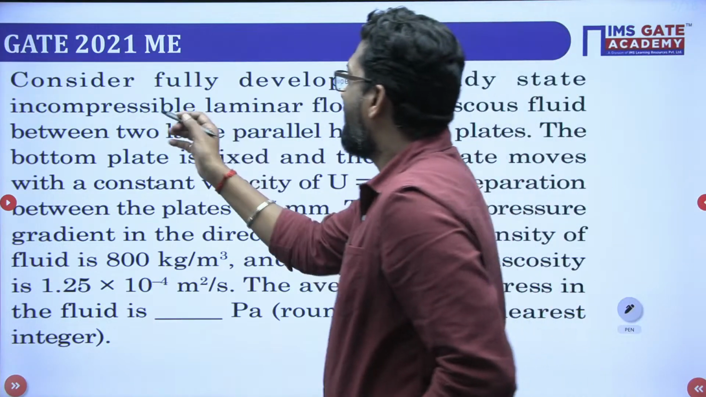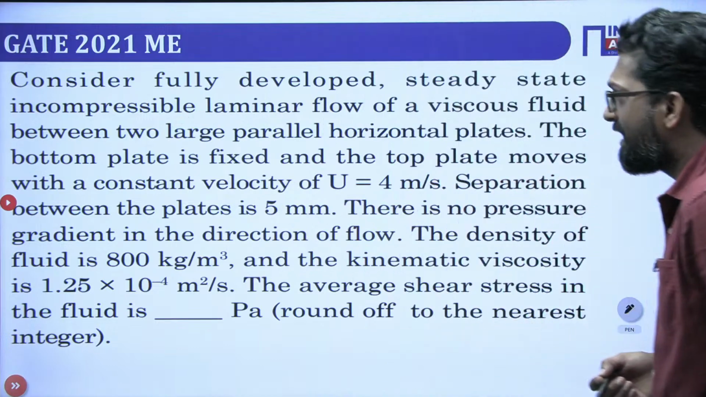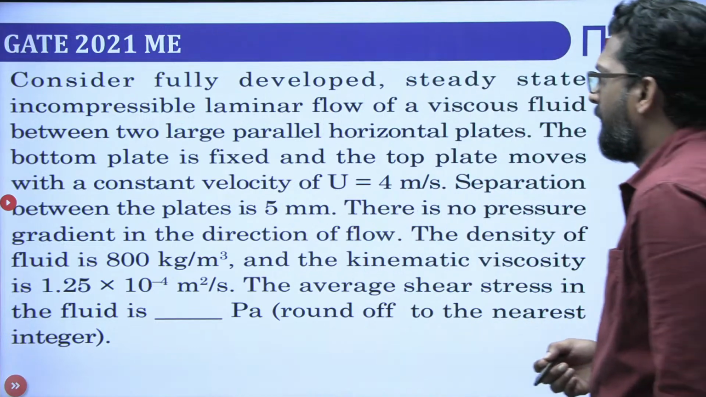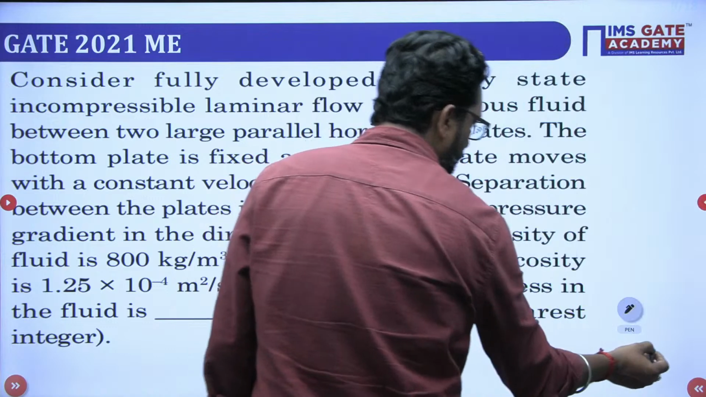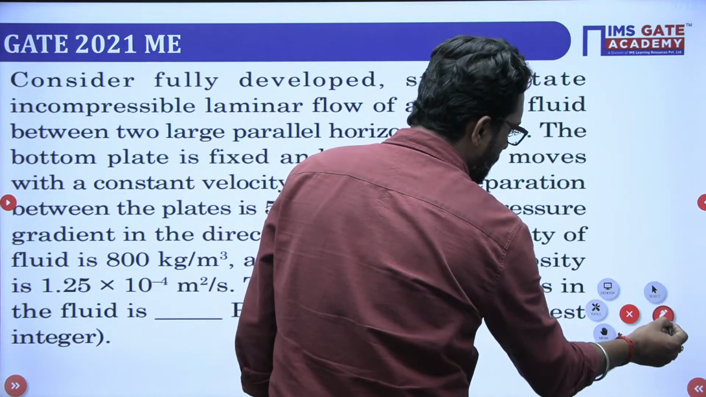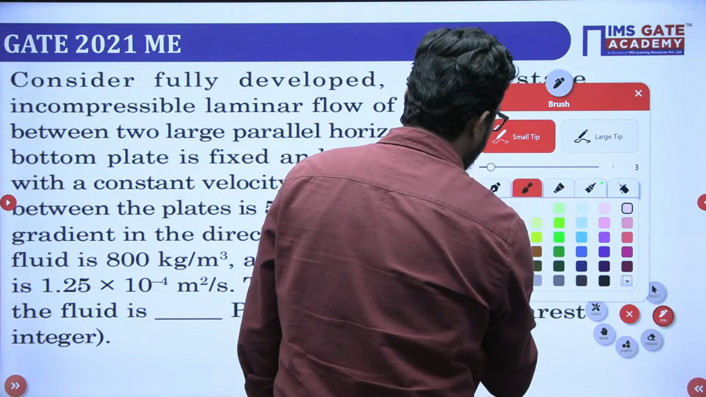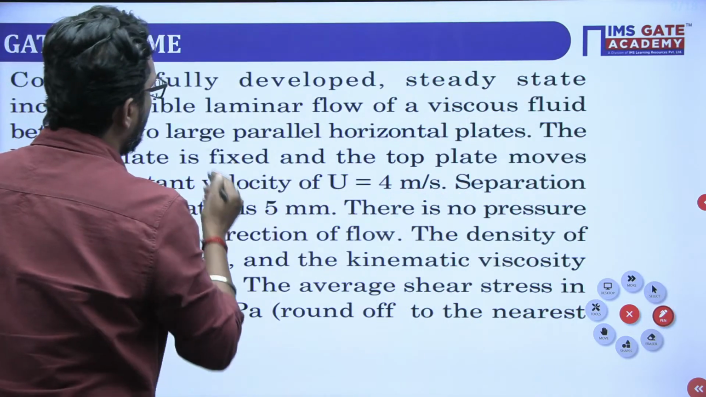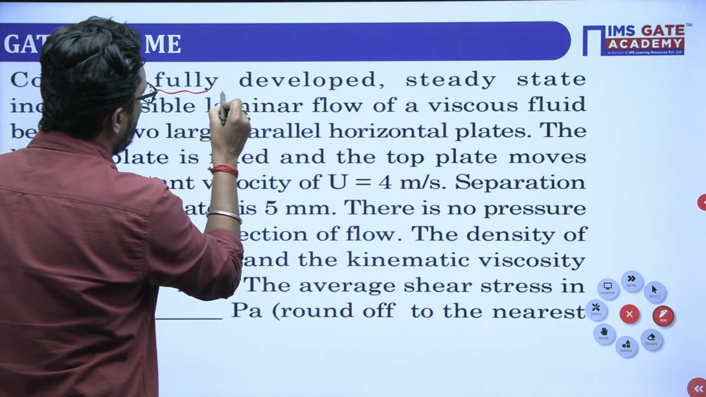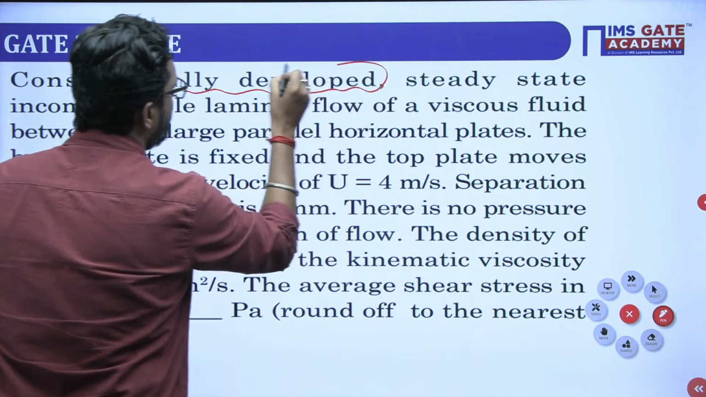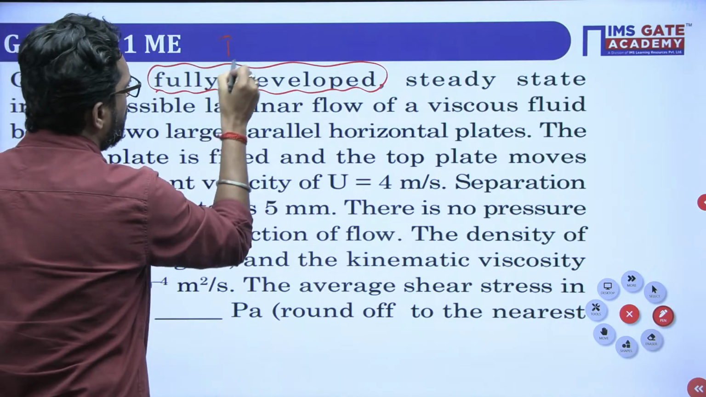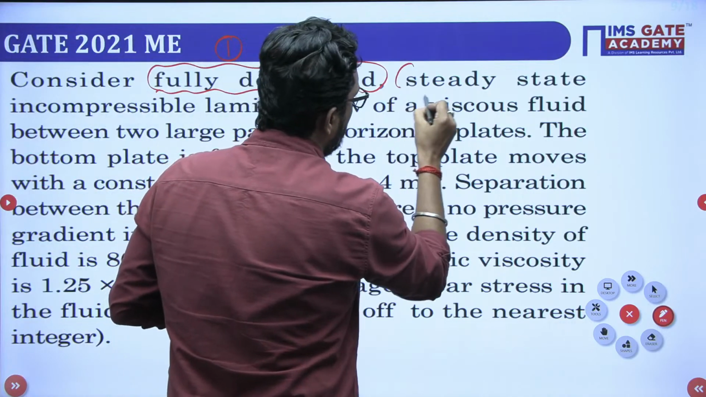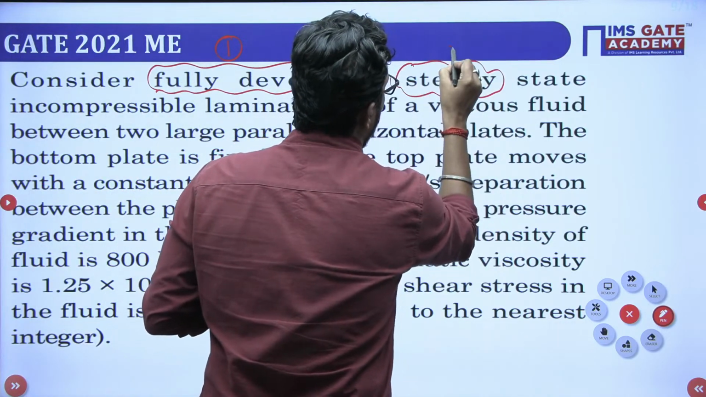What is that? Consider a fully developed, steady state, incompressible flow. Read this line. These are not a beautification of this line. This line has a real meaning. What is the meaning? See, consider fully developed. What is fully developed? Number first. Steady state. What is the steady state? Number second.